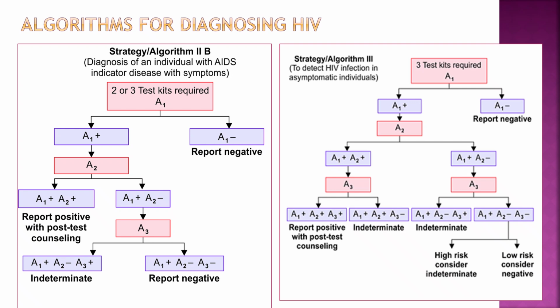Then in strategy 3, to detect HIV infection in asymptomatic individuals, 3 test kits required. A1 negative, report negative. A1 positive, second kit A2. If A1, A2 positive, A3. So here A1, A2, A3 positive, report positive with post-test counseling. If A1 positive, A2 positive, A3 negative, it is indeterminate. And if A1 positive, A2 negative, so third kit. In third kit, A1 positive, A2 negative, A3 positive, indeterminate. If A1 positive, A2, A3 negative, then high risk considered indeterminate and low risk considered negative.